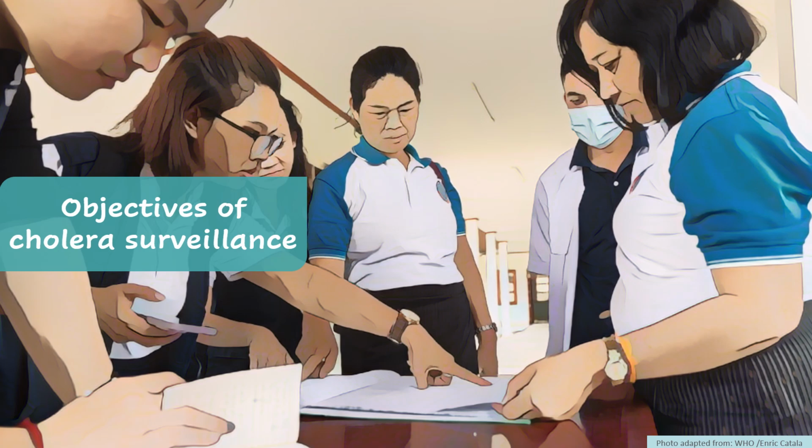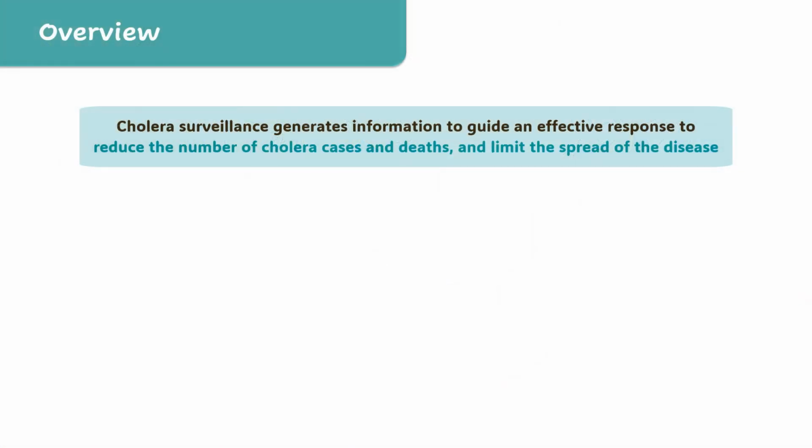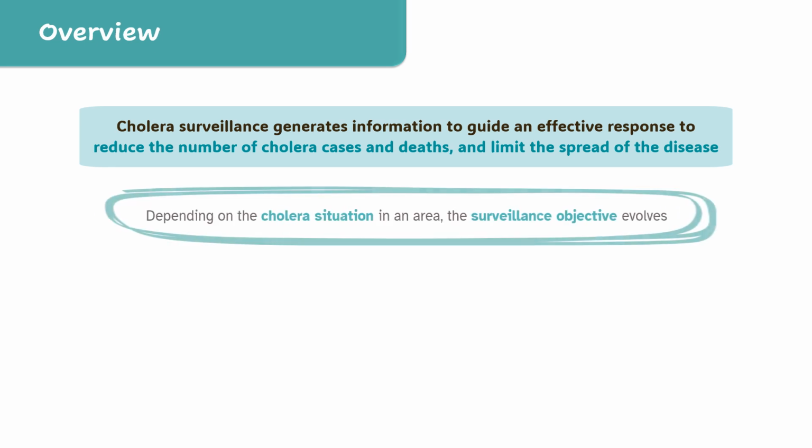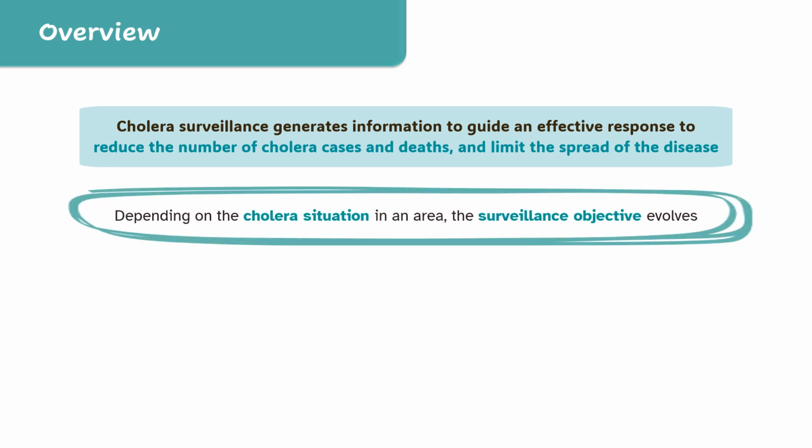Let's look into the objectives of cholera surveillance more specifically. The general objective of cholera surveillance is always to generate information to guide an effective public health response in order to reduce the number of cholera cases and cholera deaths and limit the spread of cholera. Depending on the cholera situation in a local geographic area, the specific objectives of cholera surveillance evolve.